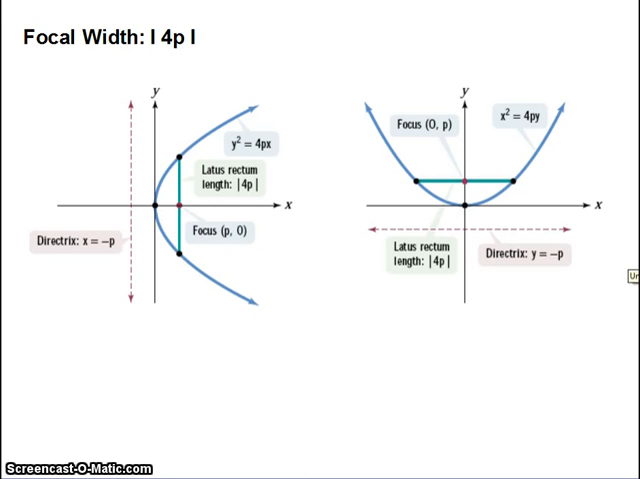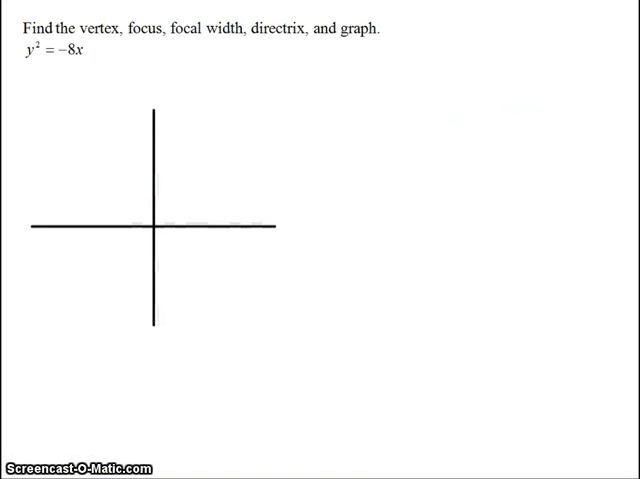So let's go ahead and start working with parabolas that are centered at the origin. For this particular problem here, y squared equals negative 8x. We want to find the vertex, focus, the focal width, and the directrix, and then graph.